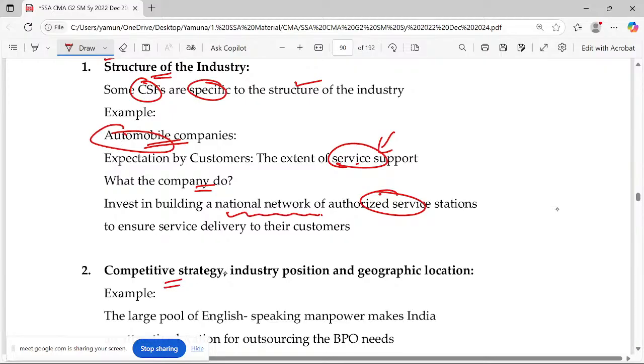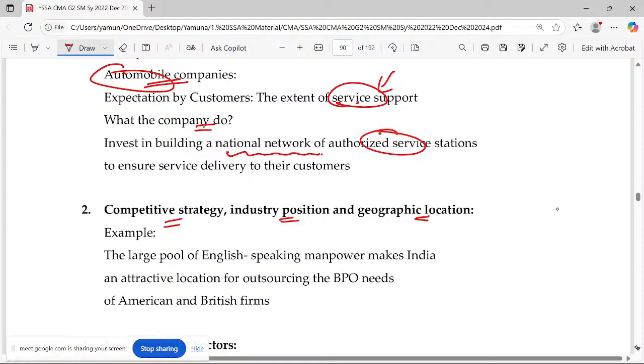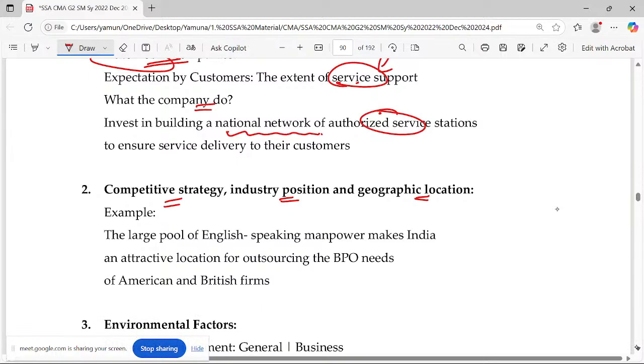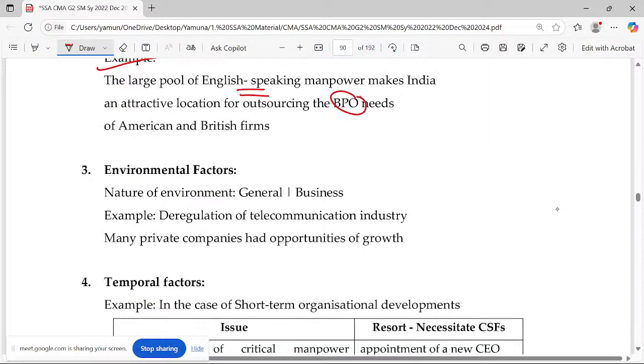The second is competitive strategy: what is your industry position, and also the geographical location. You may be thinking that you are a star in your market, probably a very small market, but when you go for expanding the business, what happens? For example, when it goes for BPO, we need to have English speaking people. Then third, environmental factors we have to check.